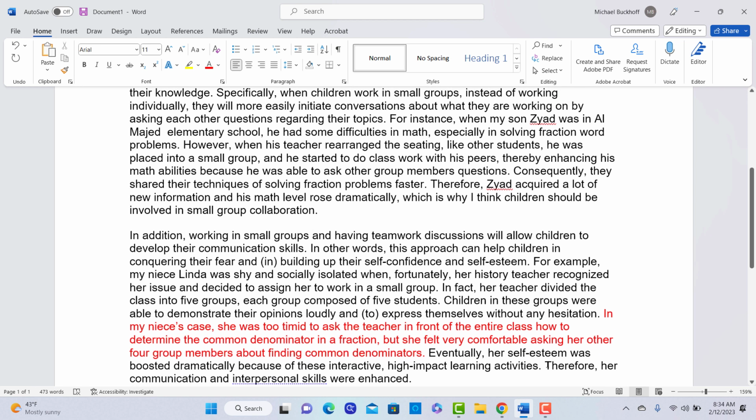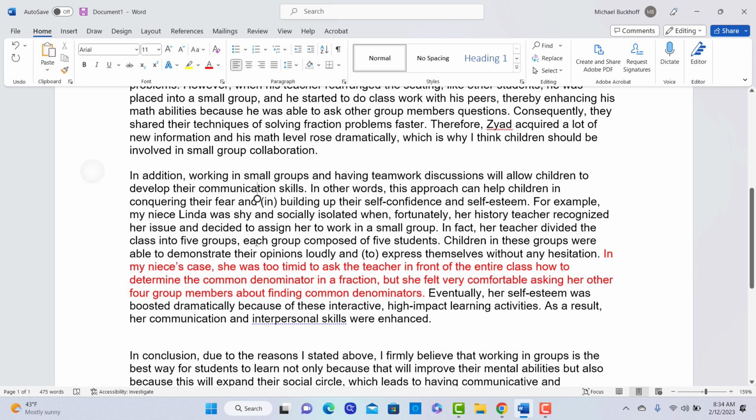Okay, so I said therefore here. I'm going to change this one then. Always think of the words you use in context of other words. Right? I'm going to add as a result here so I don't use therefore too many times. Okay, let's go to the next paragraph.